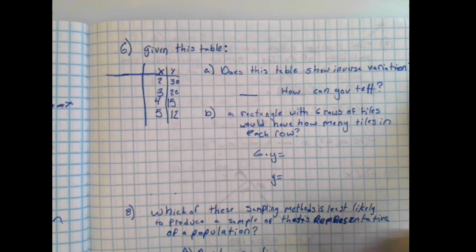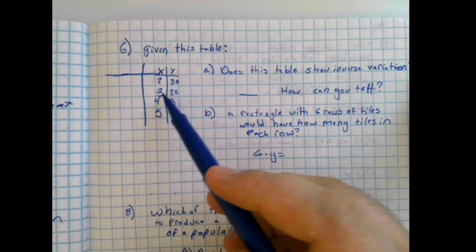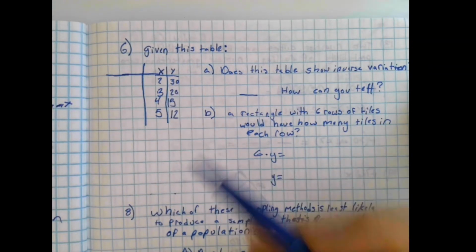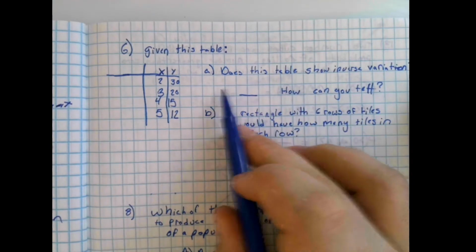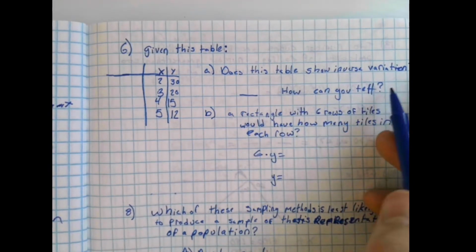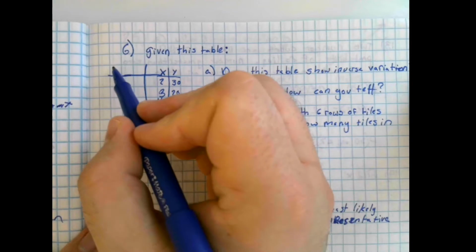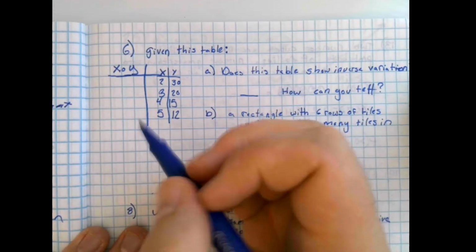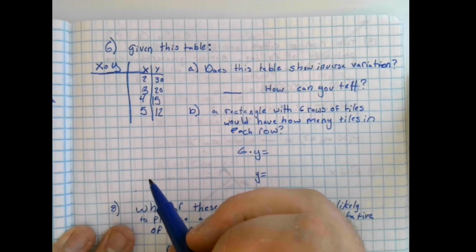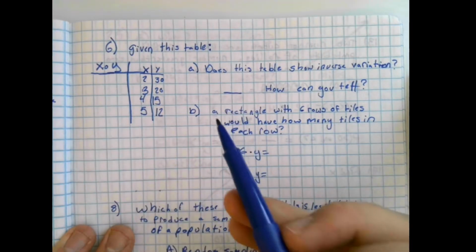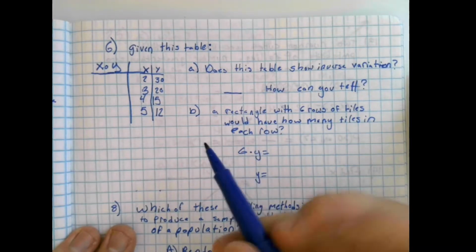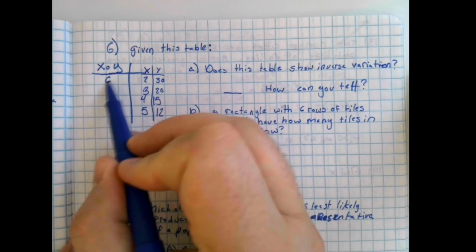Our next starred problem is question 6. We're given this table that represents students getting 5 dozen tiles and making a rectangle with them. Does this table show inverse variation? Well, let's find out. How would we know? We would know if we did x times y. If it has a constant product, if multiplying them together always gives us the same answer, then it is an inverse variation. Well, 2 times 30 is 60.